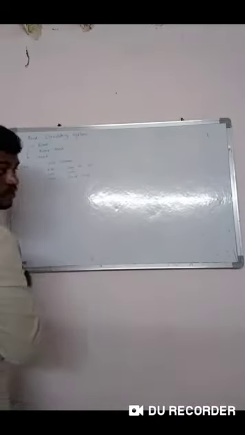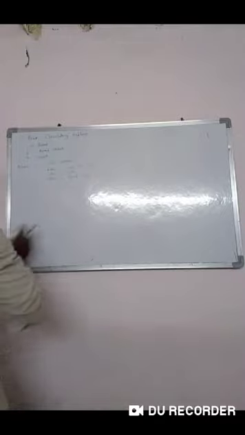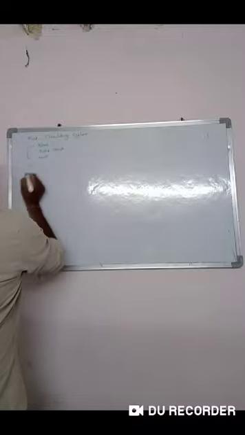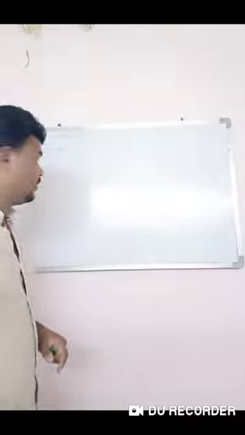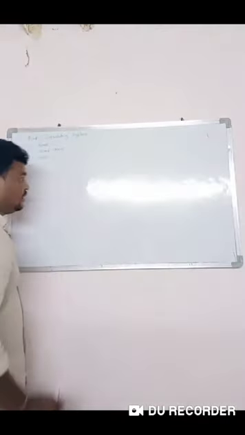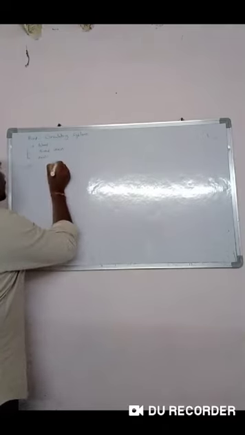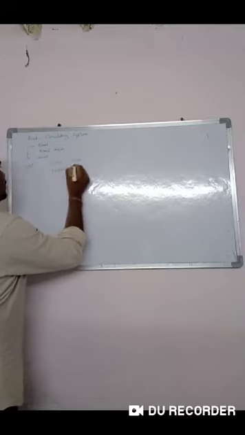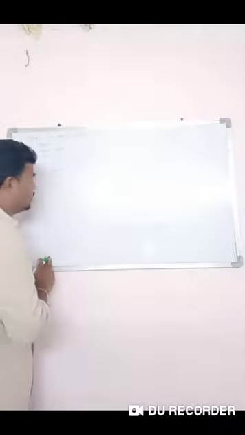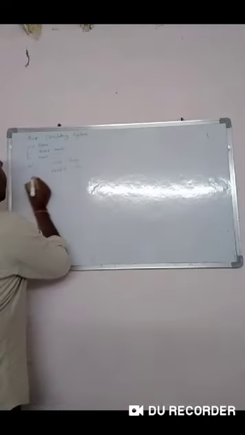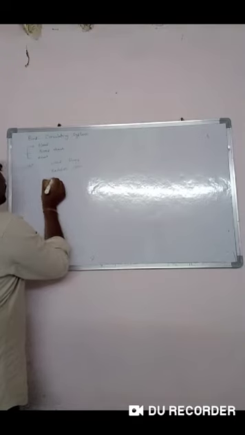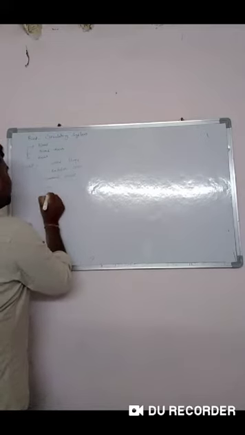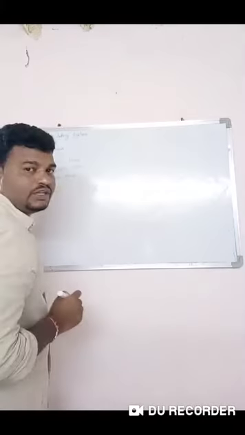Okay, so the second topic is the heart. It is conical in shape and reddish in color, and it is a four-chambered heart, with two auricles and two ventricles.